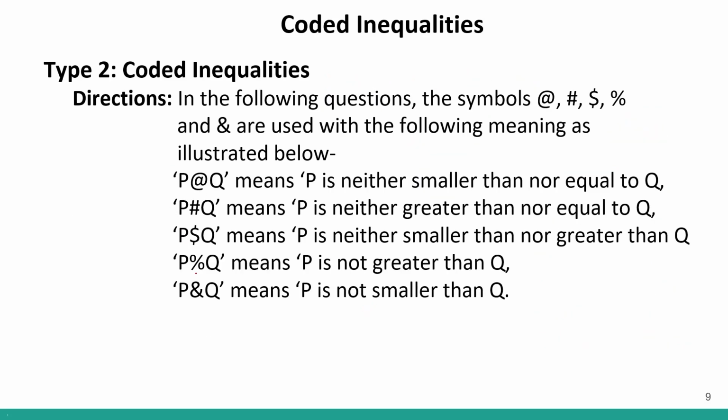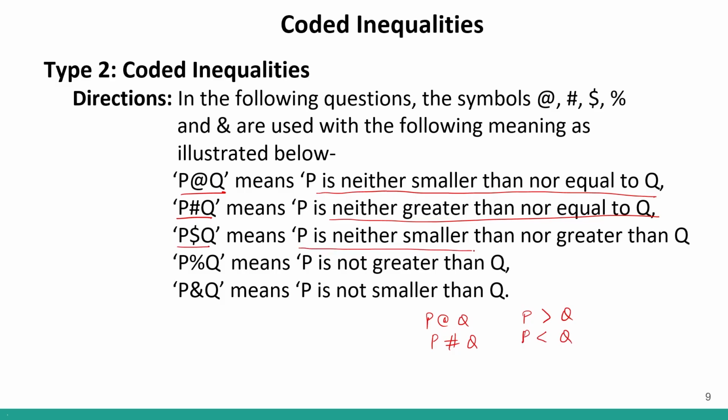Now, certain other directions are given to us. Let us solve them. So p at the rate q means p is neither smaller nor equal to. That means p at the rate q means p is bigger than q. Okay. P hashtag q means neither greater nor equal. So p hashtag q, if it is not great and not equal, it will be smaller than q. Correct? P dollar q means p is neither smaller nor greater. So if it is not small and not great, that means it will be equal. Correct? If it is not small, not great, it would be equal.